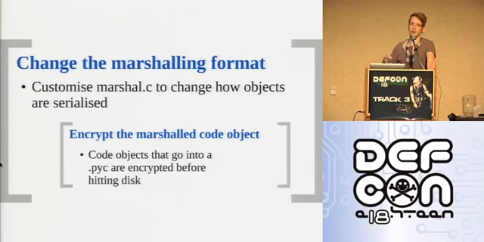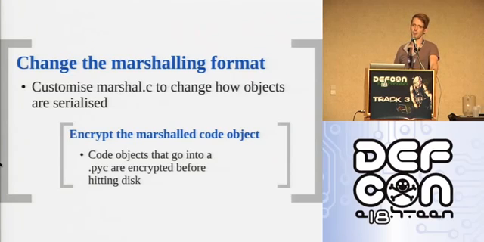Changes to the marshalling format. As we said, there was the 4-byte magic number, there's a 4-byte timestamp, and then there's this marshaled code. Obviously, the marshalling happens in a standard format. If they go in and go to marshal.c in the CPython runtime and change how it's marshalling things, then obviously all the standard tools won't understand how to unpack it.